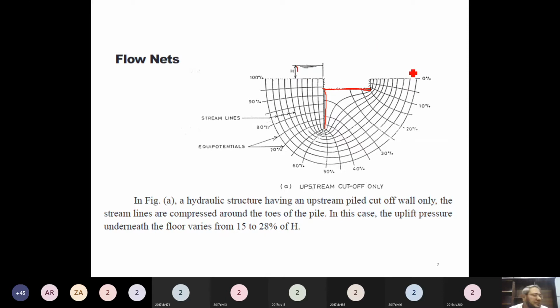And these are the streamlines. And these lines are equipotential lines. So here how much was the pressure? 100% of H. As you go down, here how much would be the pressure head? 90% of the H. As I will further go down, 40% of the H. And here, as there is no depth of water, how much is the pressure head? 0% of the H. It means the pressure here becomes 0.